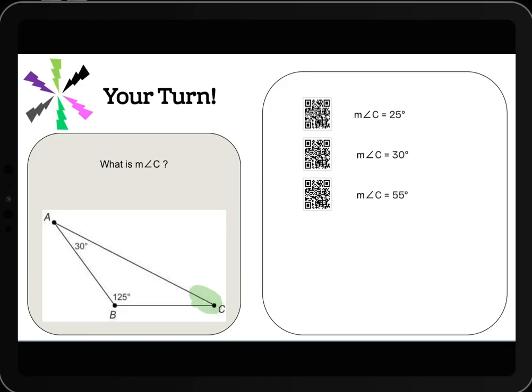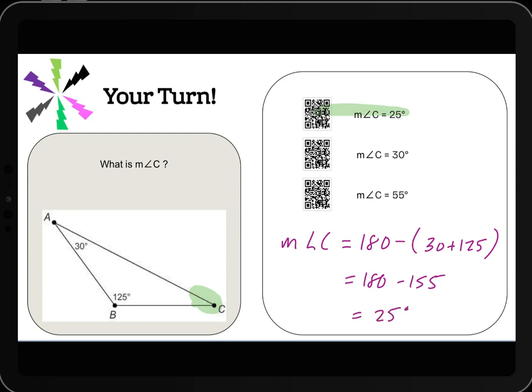So in this particular case, you should have said 25 degrees. And easily to show that, we know that the measure of angle C is going to equal 180 degrees minus the sum of the other angles that are provided, 30 and 125. So there we get 180 minus 155, and that's going to get us a 25 degree angle. So there we go.